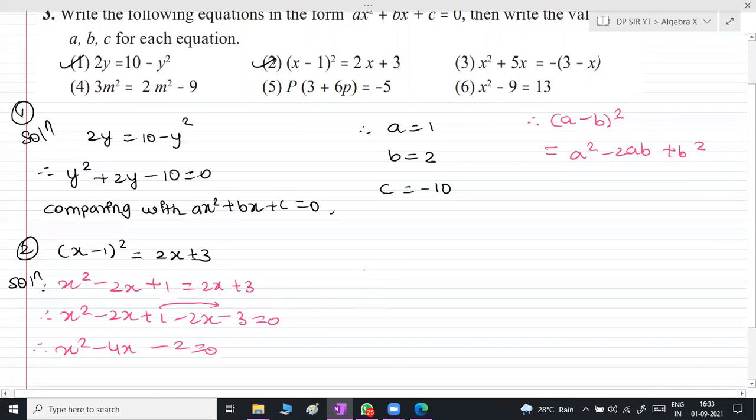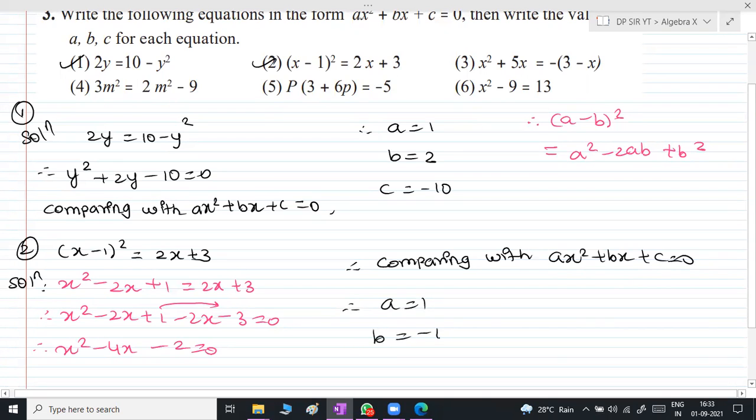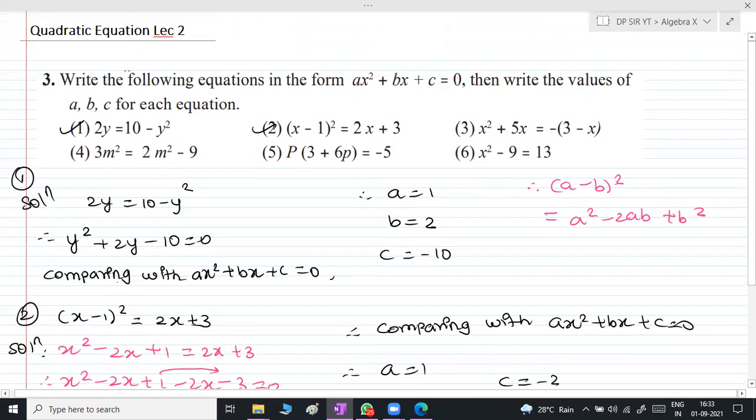Therefore, comparing with ax square plus bx plus c is equal to 0, a is equal to 1, b is equal to minus 4, and c is equal to minus 2. So this is the solution to your second question. Let's go for the third question.